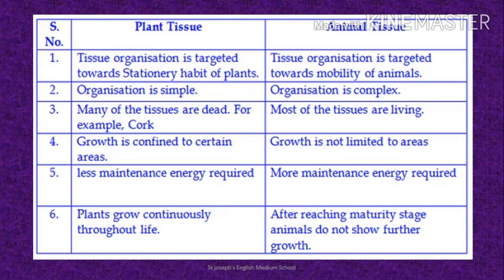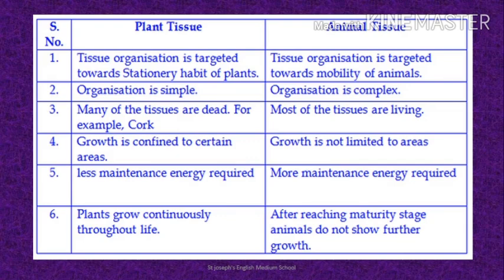Then the fourth point is that growth is confined to certain regions in plants. Certain regions keep on growing throughout life, and certain regions do not show growth throughout life. Growth is limited to certain areas in the case of animal tissue. Then the fifth point is about energy requirement. Less maintenance energy is required in the case of plants, and more maintenance energy is required in the case of animals.